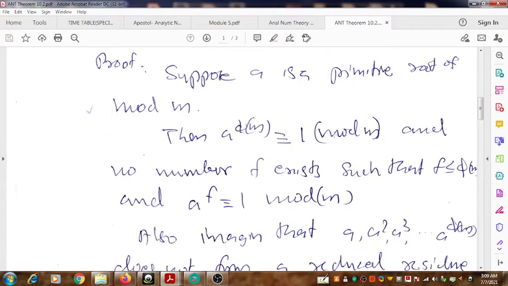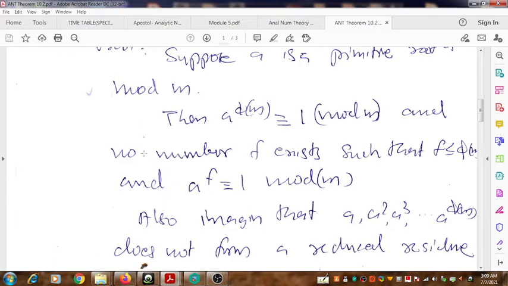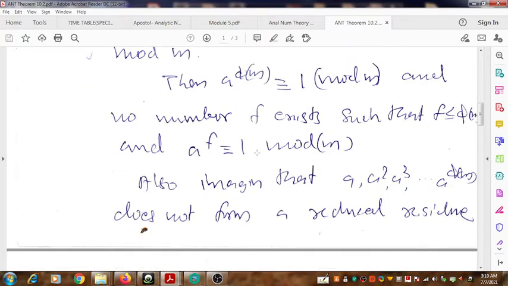Then a raised to phi(m) is congruent to 1 mod m, and no number f exists such that f is less than phi(m). Equality f equal to phi(m) is possible, but there does not exist a number f less than phi(m) such that a raised to f is congruent to 1 mod m.